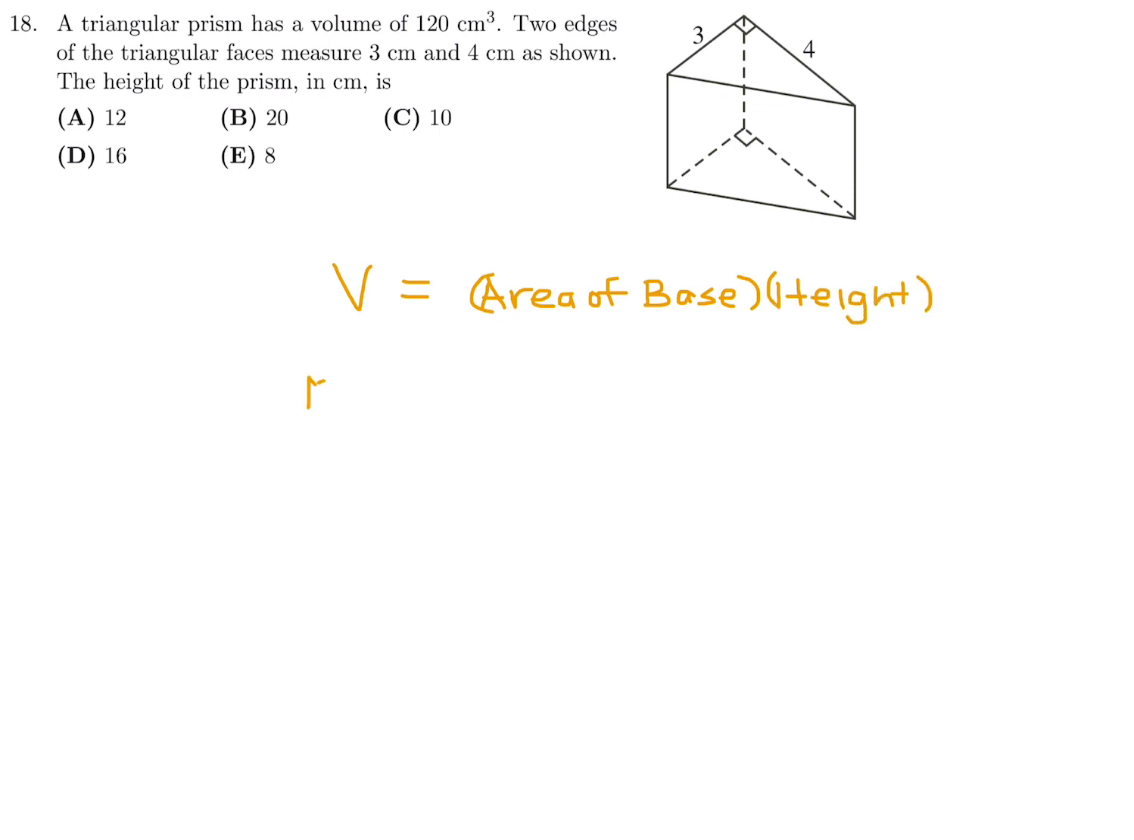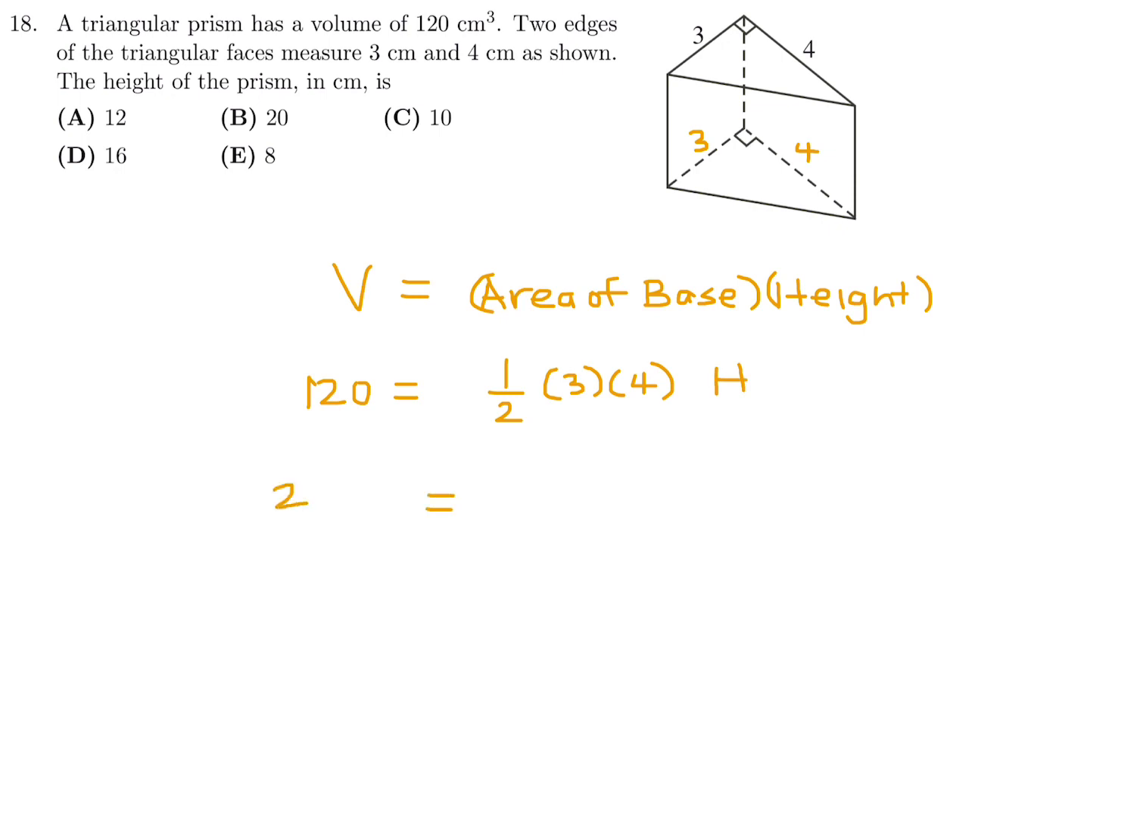And the volume they told you is 120. And then the area of the base, well, this is a base right here. So is this. I guess you would consider that to be the base, but it's the same as the top, right? The dimensions are the same, 3 and 4. So the area of the base is just a triangle, and it's 1/2 base times height. So I can use 3 and 4 as my dimensions. And that just leaves me with the height. So that's what I have to solve for.